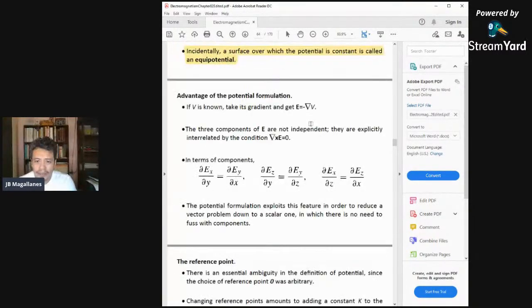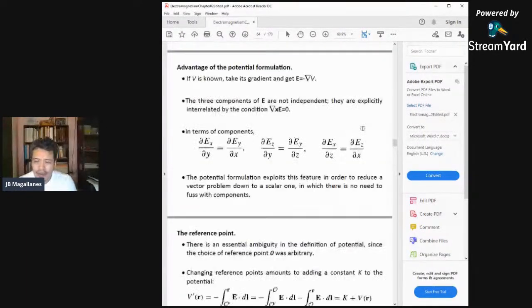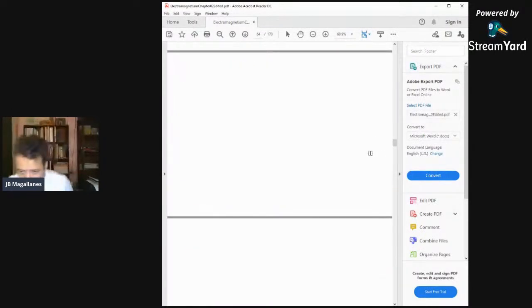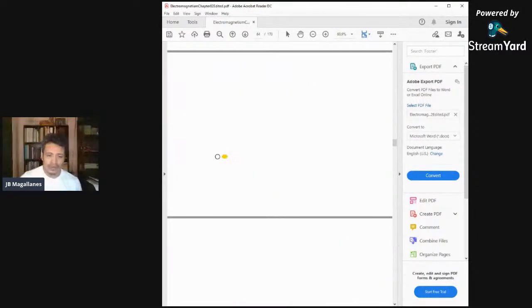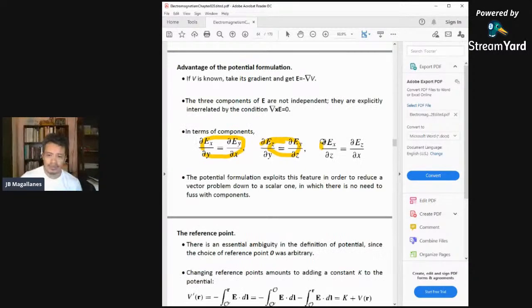By the way, with the electric potential being known, we know now that the components of the electric field are actually not independent of each other. They're actually interrelated. E is a vector quantity. It has Ex, Ey, and Ez components. So Ex and Ey are interrelated. Ex and Ez are also related. Ey and Ez are also related. So these are the relationships between the components of the electric field.